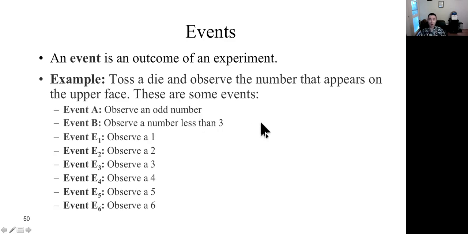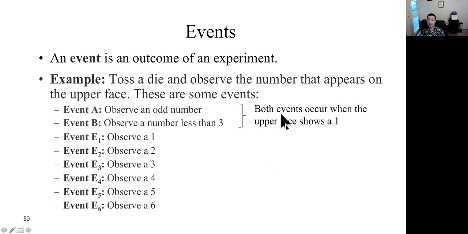So an event is the outcome of an experiment. For example, we toss a die and we observe the number that appears on the upper face. Here are some examples of events. Event A is defined as we observe an odd number. For that die, an odd number means we observe a 1, 3, or 5. Event B is defined as we observe a number less than 3. For that die, less than 3 includes 1 and 2.